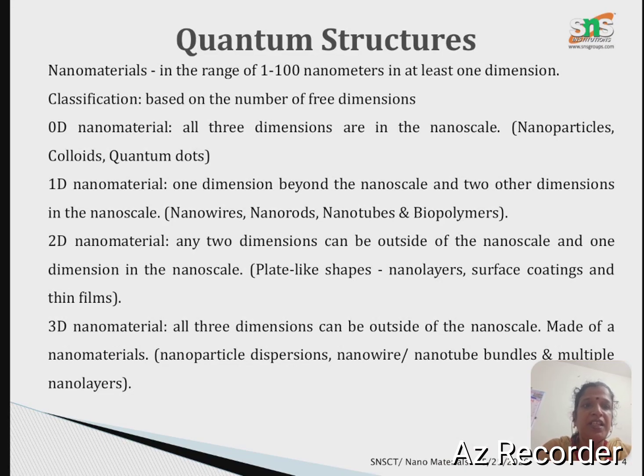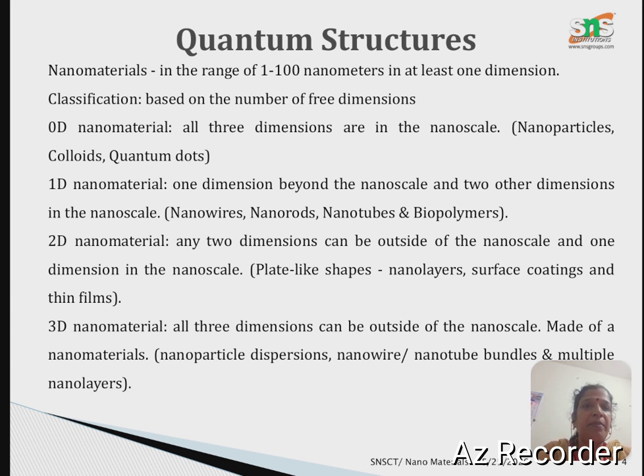So here we can see the quantum structure. The nanomaterial is in the range of 1 to 100 nanometers in at least one dimension. The classification is based on the number of free dimensions. First we can see the 0 dimension. All the 3 dimensions are in the nanoscale. For example, nanoparticles, colloids, quantum dots.